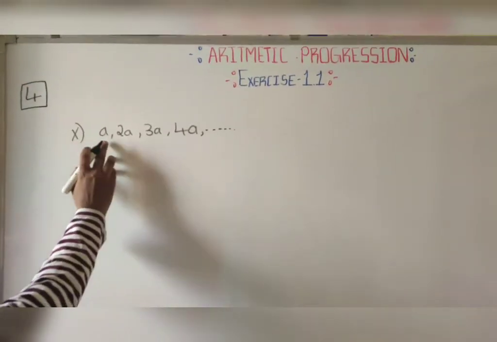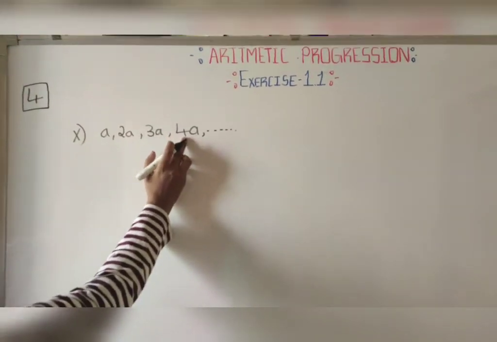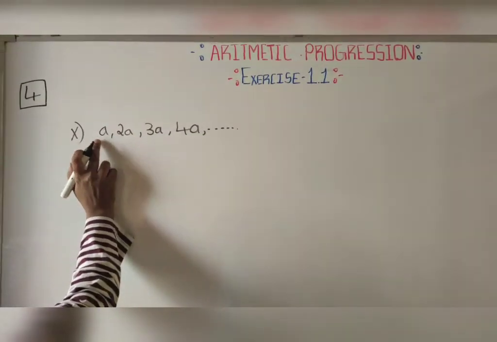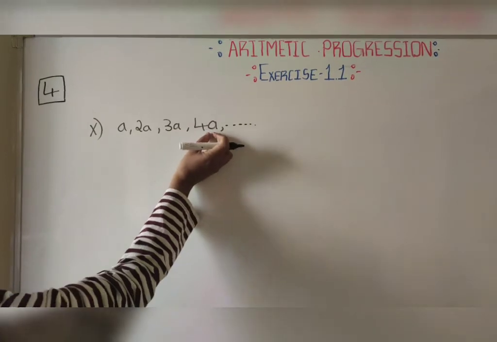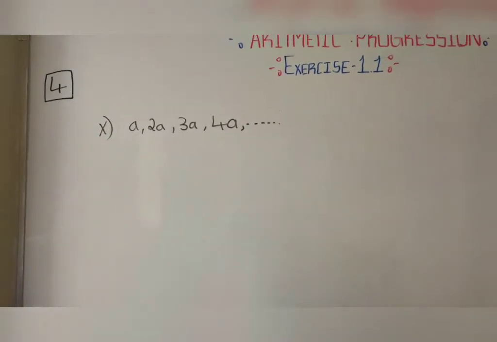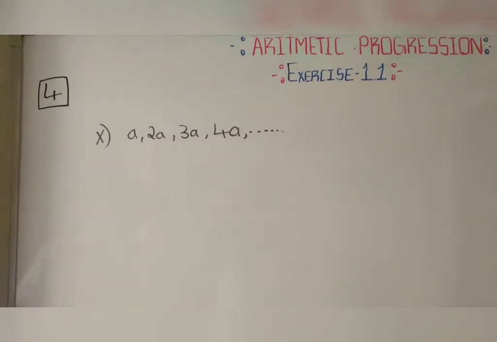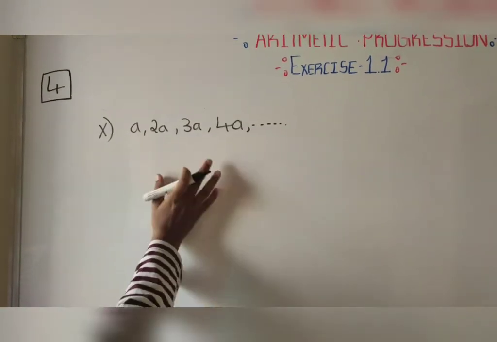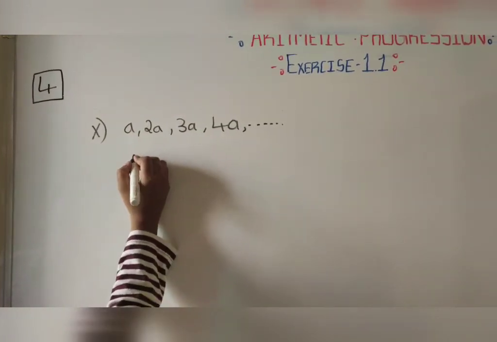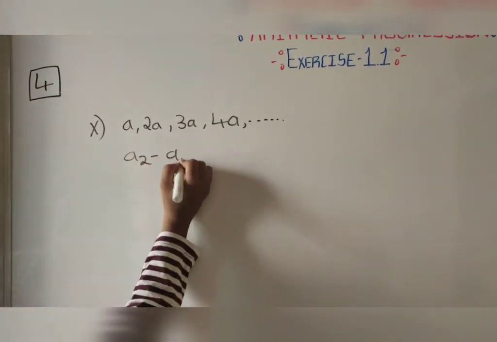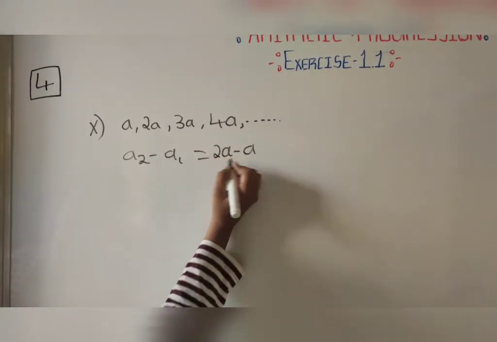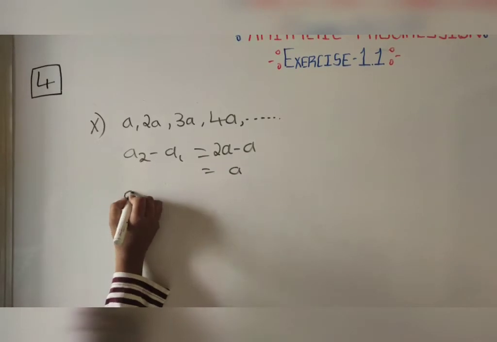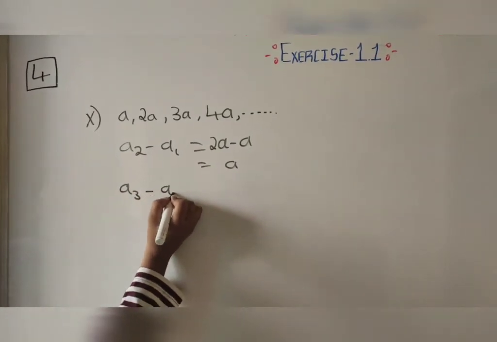Now 10th question: a, 2a, 3a, 4a. See students, the coefficient is nothing, that means there will be 1, 2, 3, 4. But here the variable is a. Whether this forms an AP or not. So we will check for that. If the common difference is same, then we will write that it is an AP. Now we will check for A2 minus A1. A2 is what? 2a minus a. You are getting a.